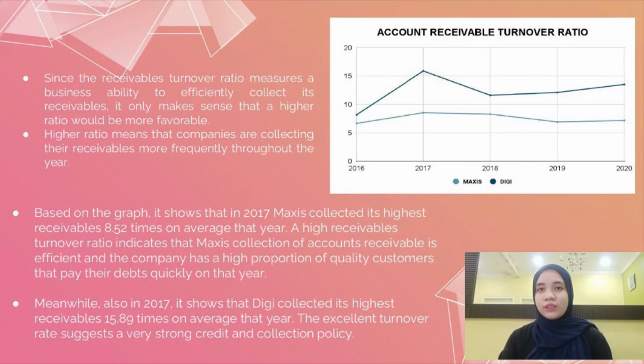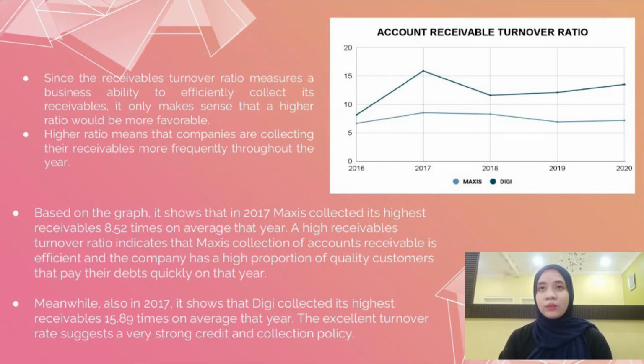Since the receivables turnover ratio measures a business's ability to efficiently collect its receivables, it only makes sense that a higher ratio would be more favorable. A higher ratio means that companies are collecting their receivables more frequently throughout the year. A low accounts receivable ratio means that the company's policies are not strict enough or it is having issues with debt collection.